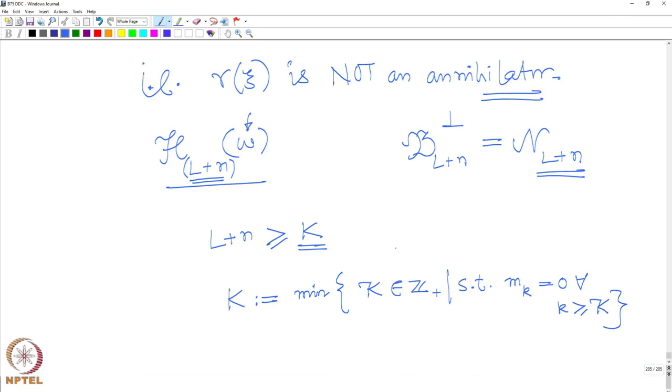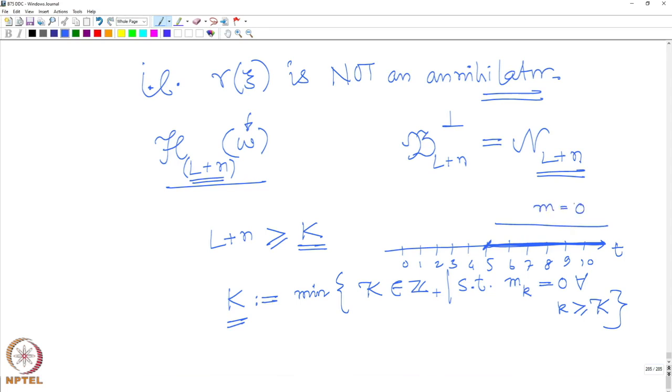So this is my time axis, let us say, 0, 1, 2, 3, 4, 5, 6, 7, 8, 9, 10 and so on. K really is the saturation point. Why? If this is the saturation point, then beyond this, whenever any small k that I take which is beyond this 5, I will have M to be equal to 0. So M is 0 in this whole range, Mk is 0 in this whole range, right.